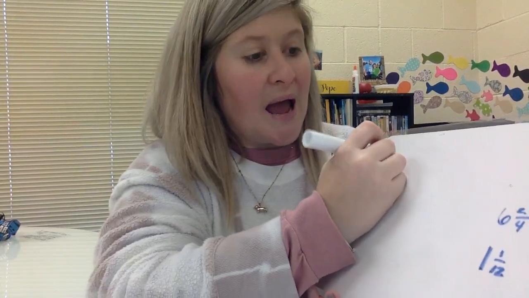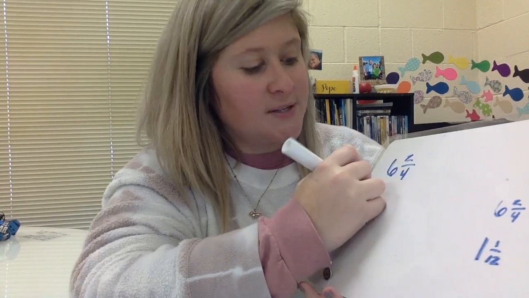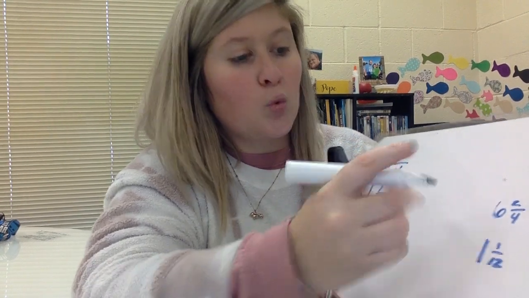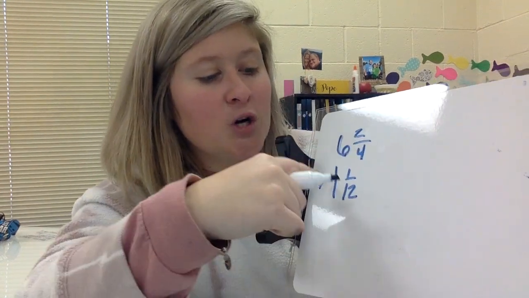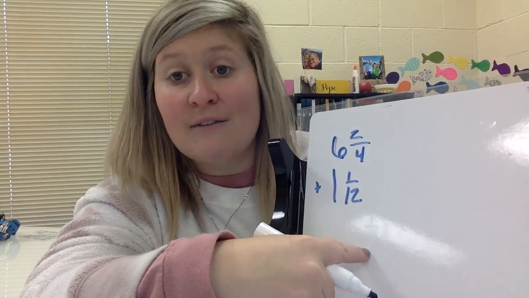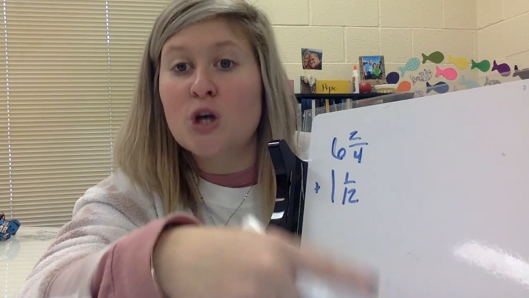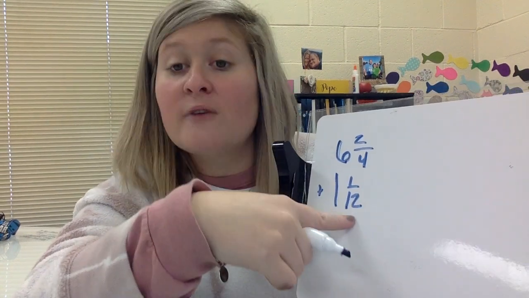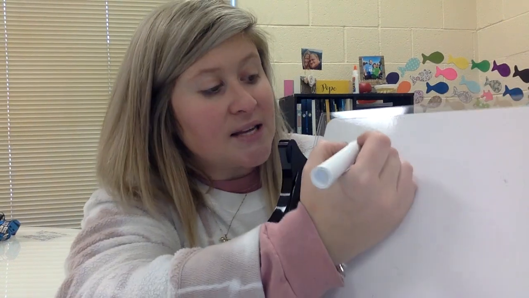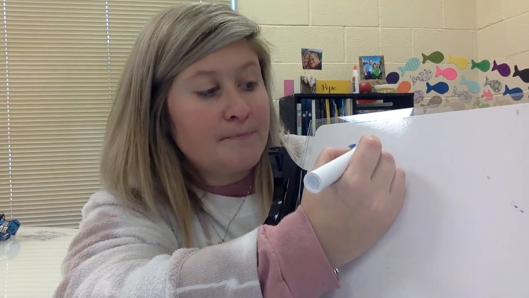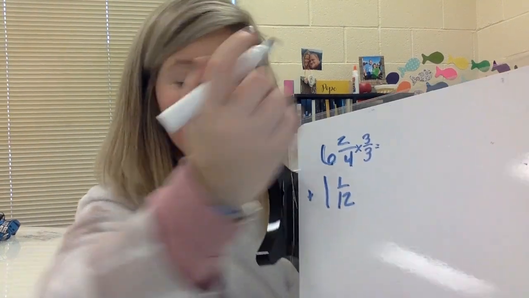Okay, so we are adding 6 and 2/4 plus 1 and 1/12 together to find our total. 6 and 2/4 and 1 and 1/12 do not have a common denominator right now, so I need to change it. So I'm going to think about 12 is the bigger number, 4 smaller. So what could I multiply 4 by to get 12? 3. So I'm going to put a 3 on the top and a 3 on the bottom because remember we're trying to keep it equal.